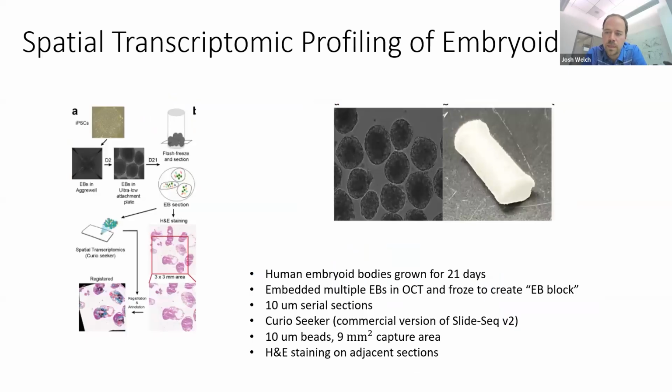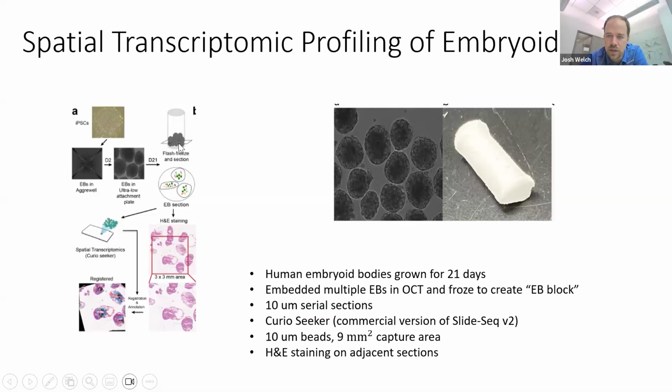And then finally, we generated our own new in-house data set from a human in vitro model of early development. We grew these 3D culture system organoids called embryoid bodies. This is what they look like here under bright field. They're these nice cell spheres. We grew them for 21 days, and then we froze a bunch of them in a single block of ice like this by embedding them in OCT.